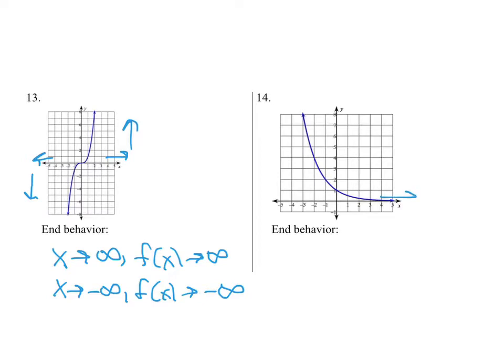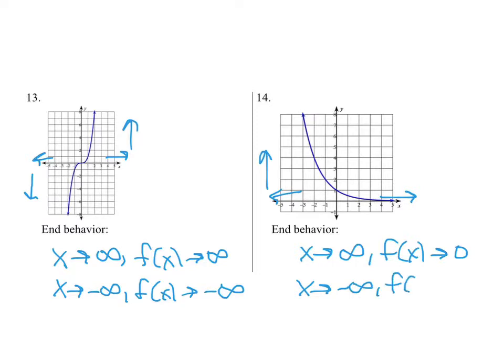Number 14, I'm going to the right. This is similar to the other exponential one we had. As I'm going to the right, it's approaching 0. As I go to the left, it approaches positive infinity. So as x approaches positive infinity, f of x approaches 0. As x approaches negative infinity, f of x approaches positive infinity.